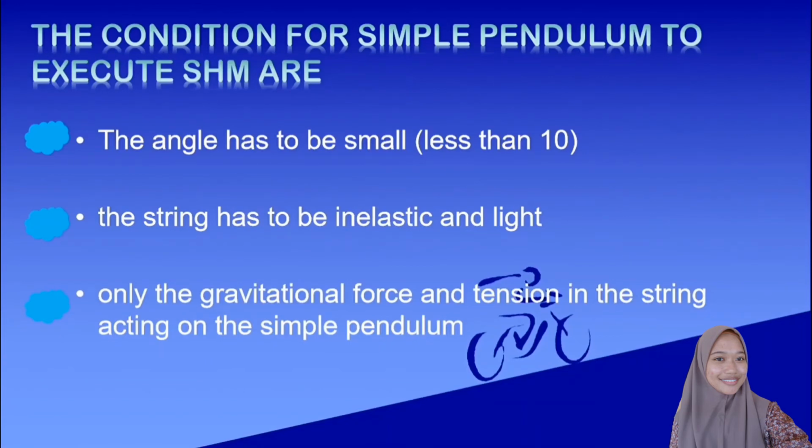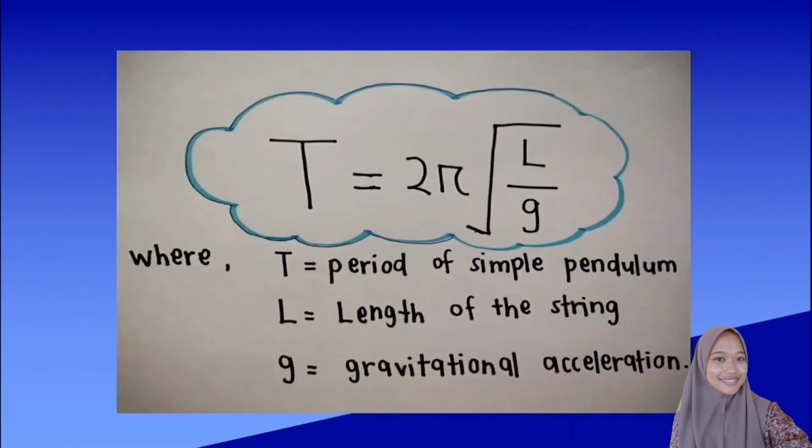Okey, untuk kira the period of simple pendulum ni, dia mesti ada syarat-syarat to execute SHM. So ada 3 syarat iaitu first, the angle has to be small, less than 10 degrees. Second, the string has to be inelastic and light. And third, only the gravitational force and tension in the string acting on the simple pendulum.